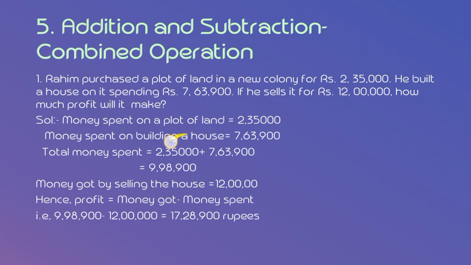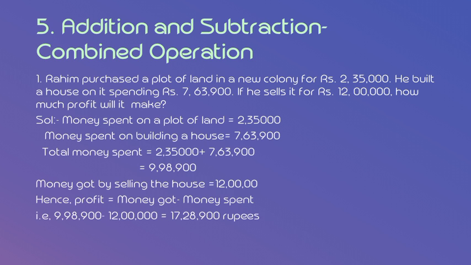So for knowing the profit, what do you have to do? Money spent on a plot of land. How much money did he spend on the plot of land? See children, 2,35,000, right? So here you have to write 2,35,000. Now money spent on building a house. Here he built a house on it spending rupees 7,63,900. So money spent on building a house is 7,63,900. If he sells it for rupees 12 lakh, now that land is sold for rupees 12 lakh.